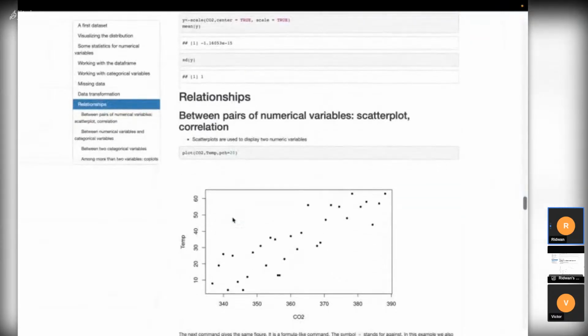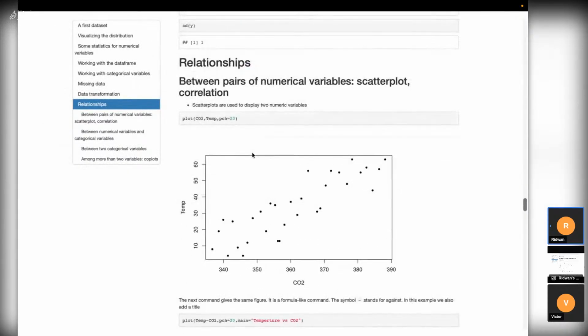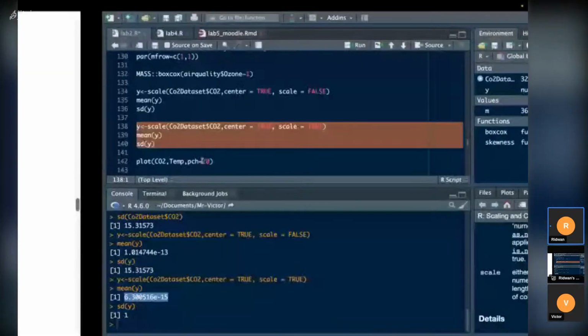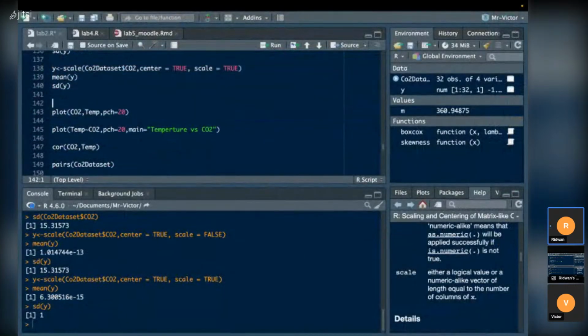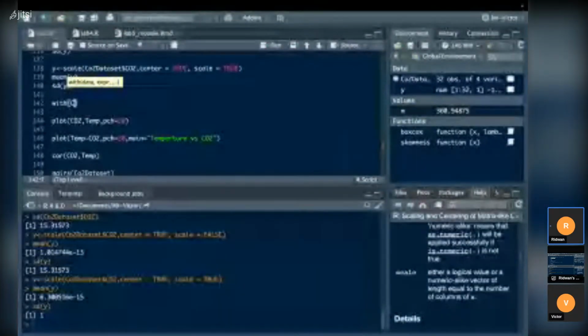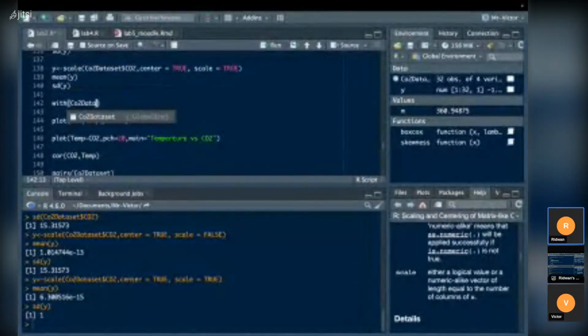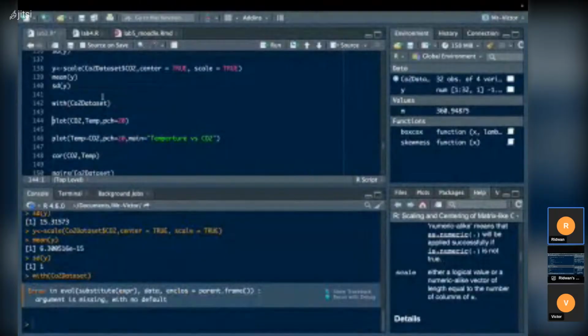So for the relationship between pairs of numerical variables, we have scatter plot and correlation. We want to check the relationship between variables, so we have what we call scatter plots. If you want to check the relationship between two numerical variables, you use a scatter plot. And how do you plot a scatter plot now? Based on our CO2 data set, let's do it.